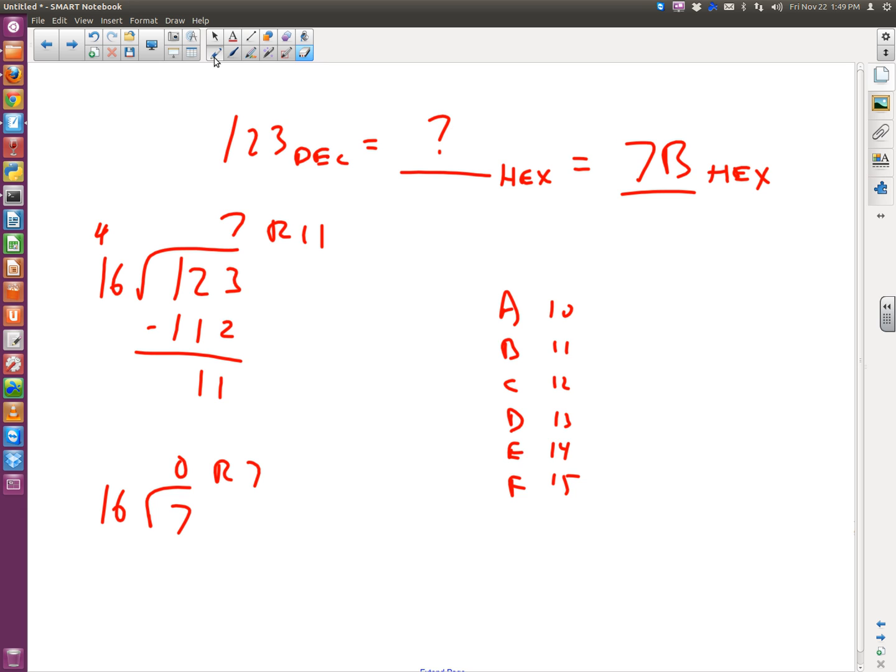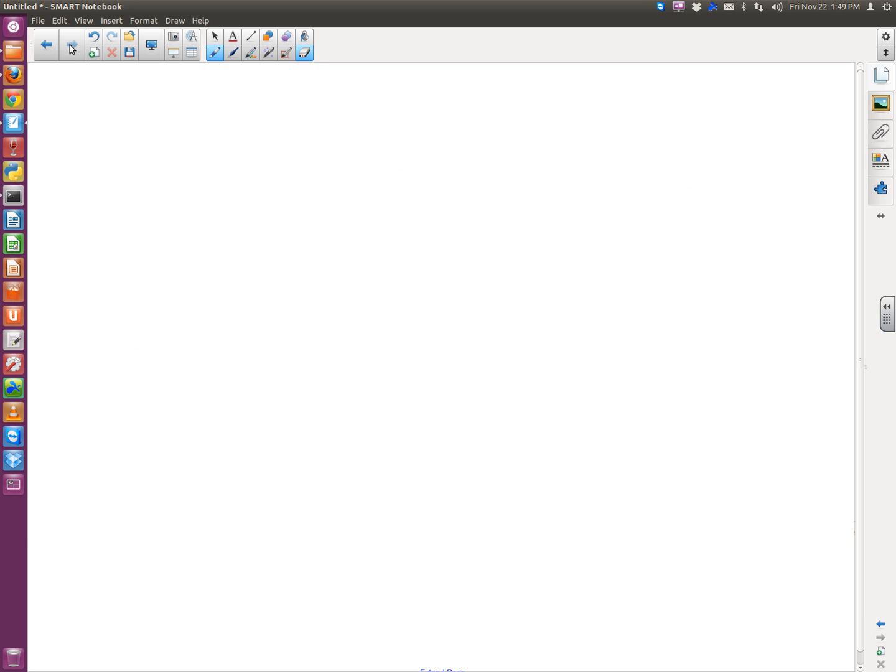All right, nice. And let's see, does that work? 11 ones and 7 16s. 7 times 16 is 112, plus 11 is 123. It does work. Good. Now, that's how you convert whole numbers from base 10 to another base. What if you're talking about rational numbers?